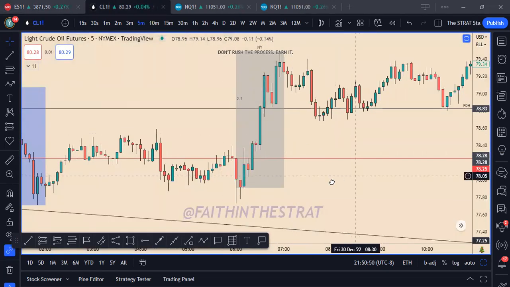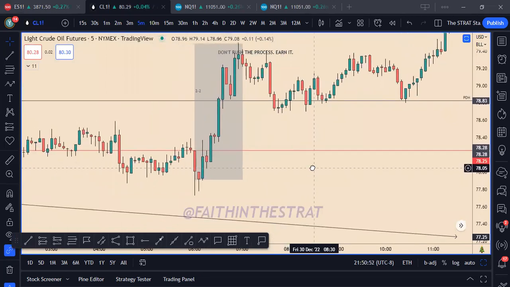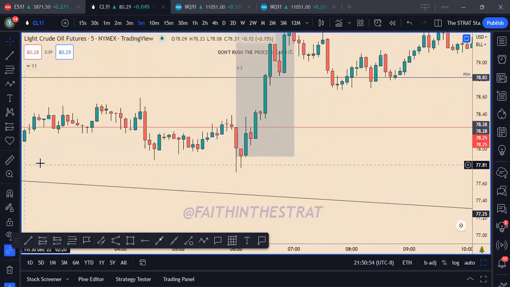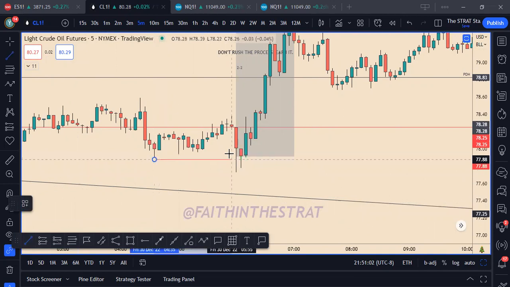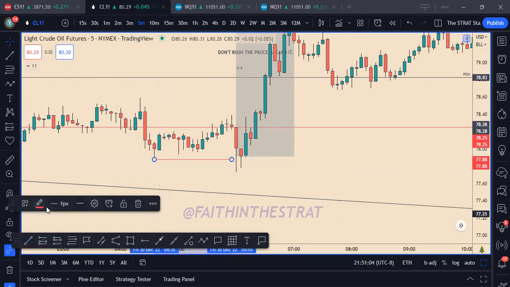So when we come here to CL, or oil, you can see the same thing happens. Right here, we're ranging right before the New York kill zone opens. These levels will be areas where traders think that their stops are protected.